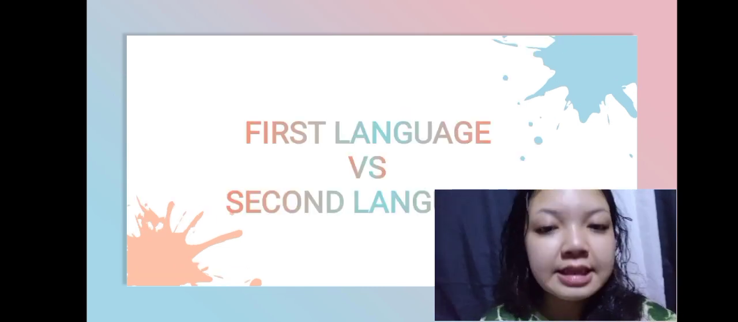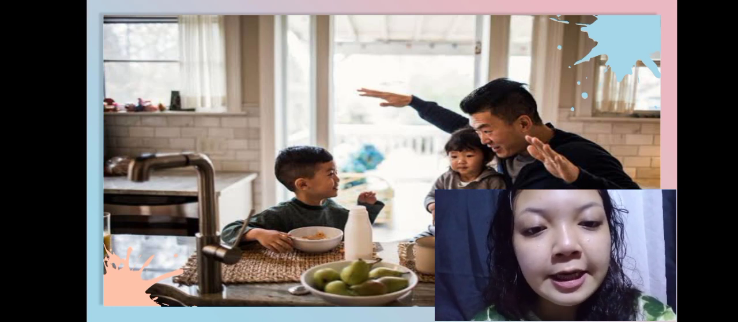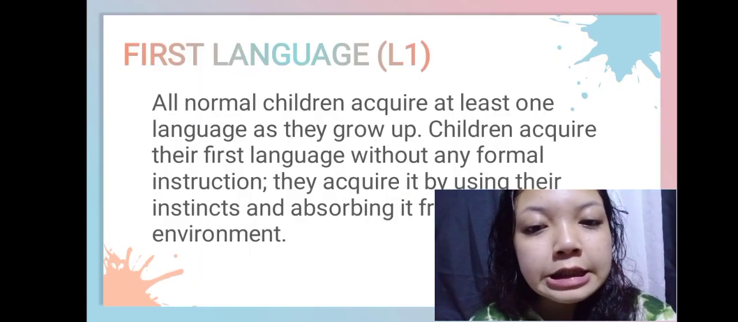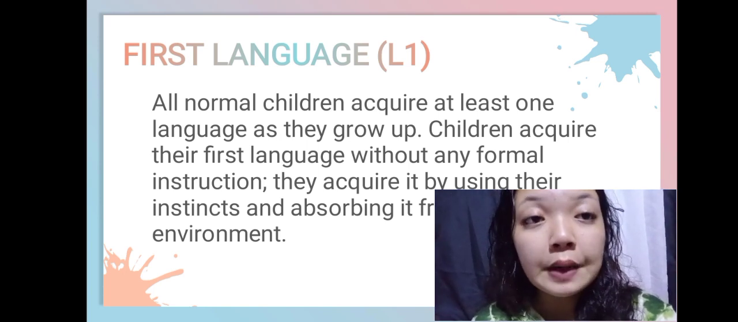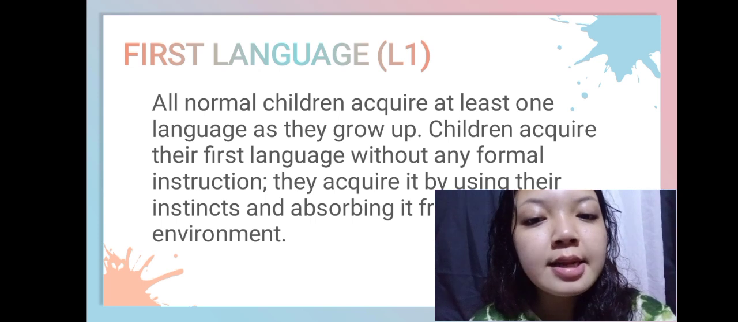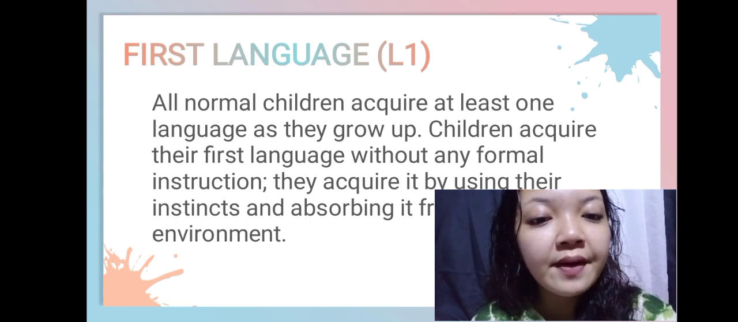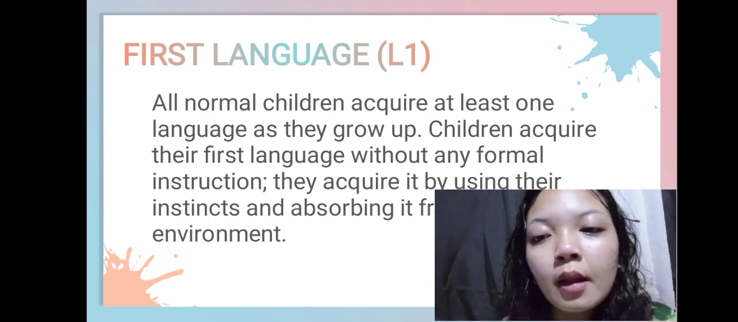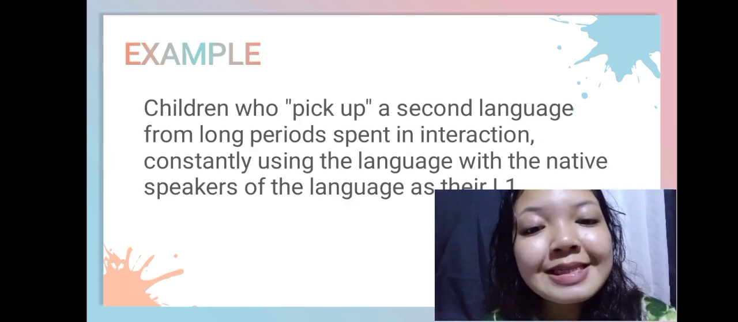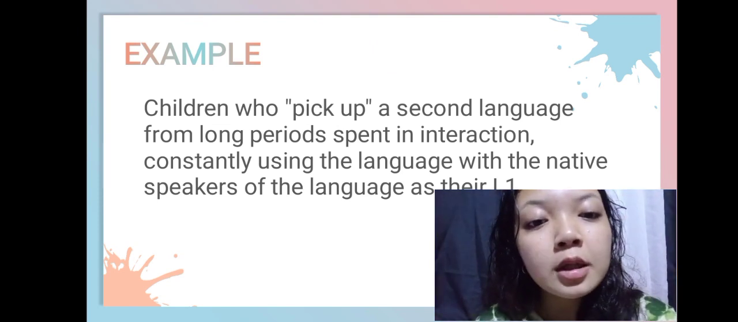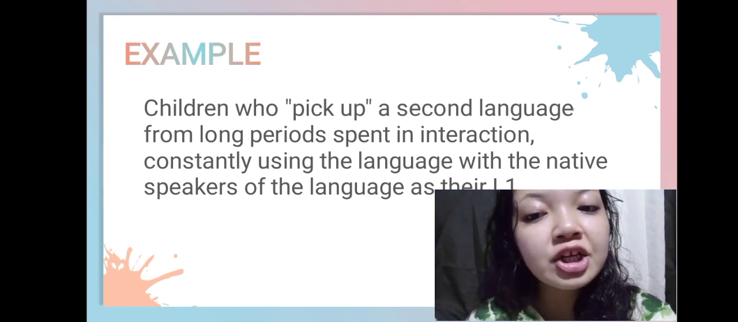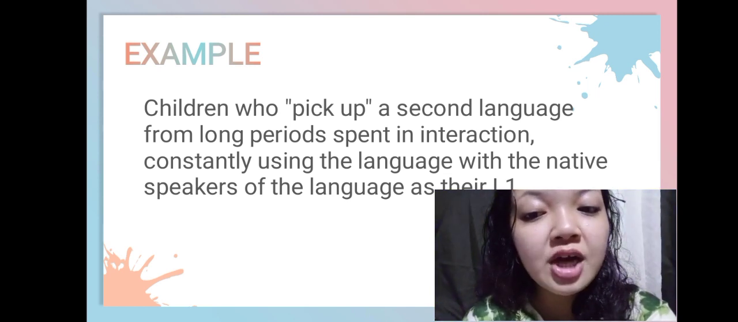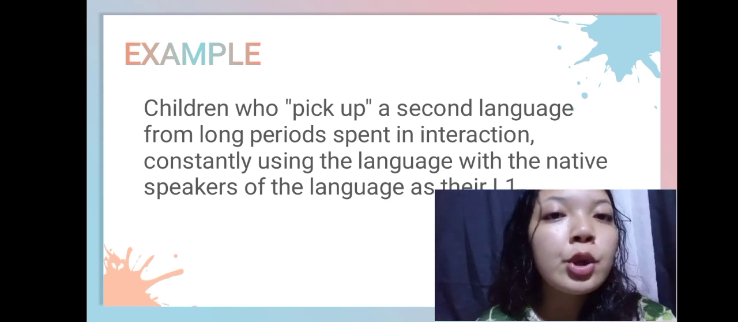First language: all normal children acquire at least one language as they grow up. Each child acquires the language that is most spoken in their environment. For example, children who pick up a language from long periods spent in interaction, constantly using the language with the native speakers of the language, have it as their language one.